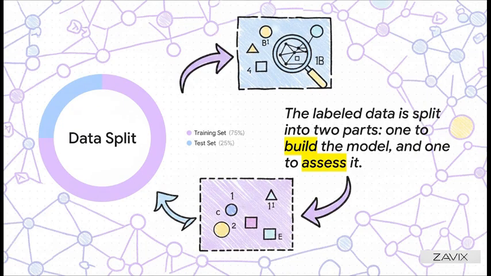To solve this, we do something pretty clever. We take our entire big data set and we split it into two parts. We use the majority of it, usually about 75%, to actually teach the algorithm. This chunk is called the training set.